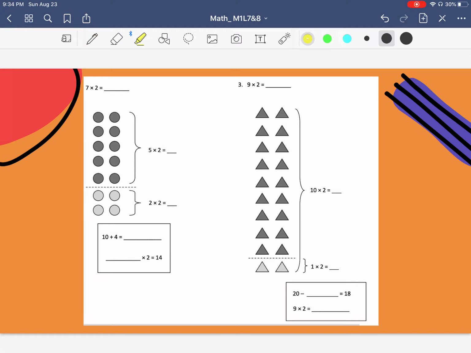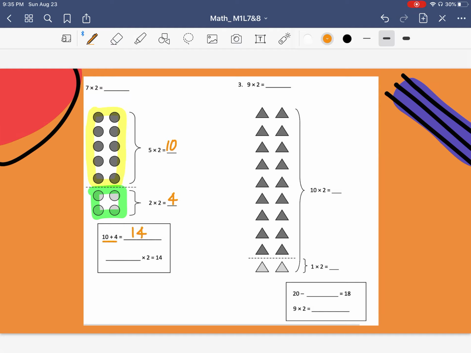So the question is asking what 7 times 2 is. And this can be broken into 2 parts. When we look at the first group, we know that there are 5 rows of 2, which is 10. And when we look at the second part, we know that there are 2 rows of 2, which is 4. So 10 plus 4 is 14.